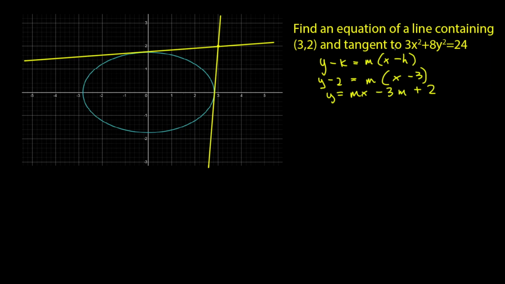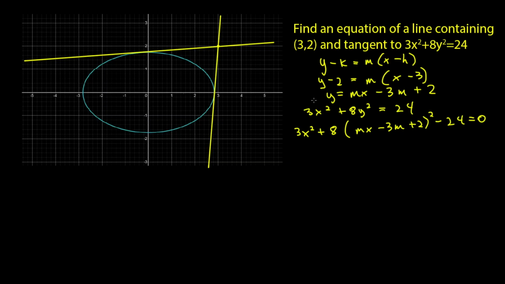Now we're going to plug into this ellipse right here. The ellipse is 3x squared plus 8y squared equals 24. So 3x squared plus 8 times, now y is this right here, (mx minus 3m plus 2) squared, minus 24 equals 0. Now we're going to expand that.